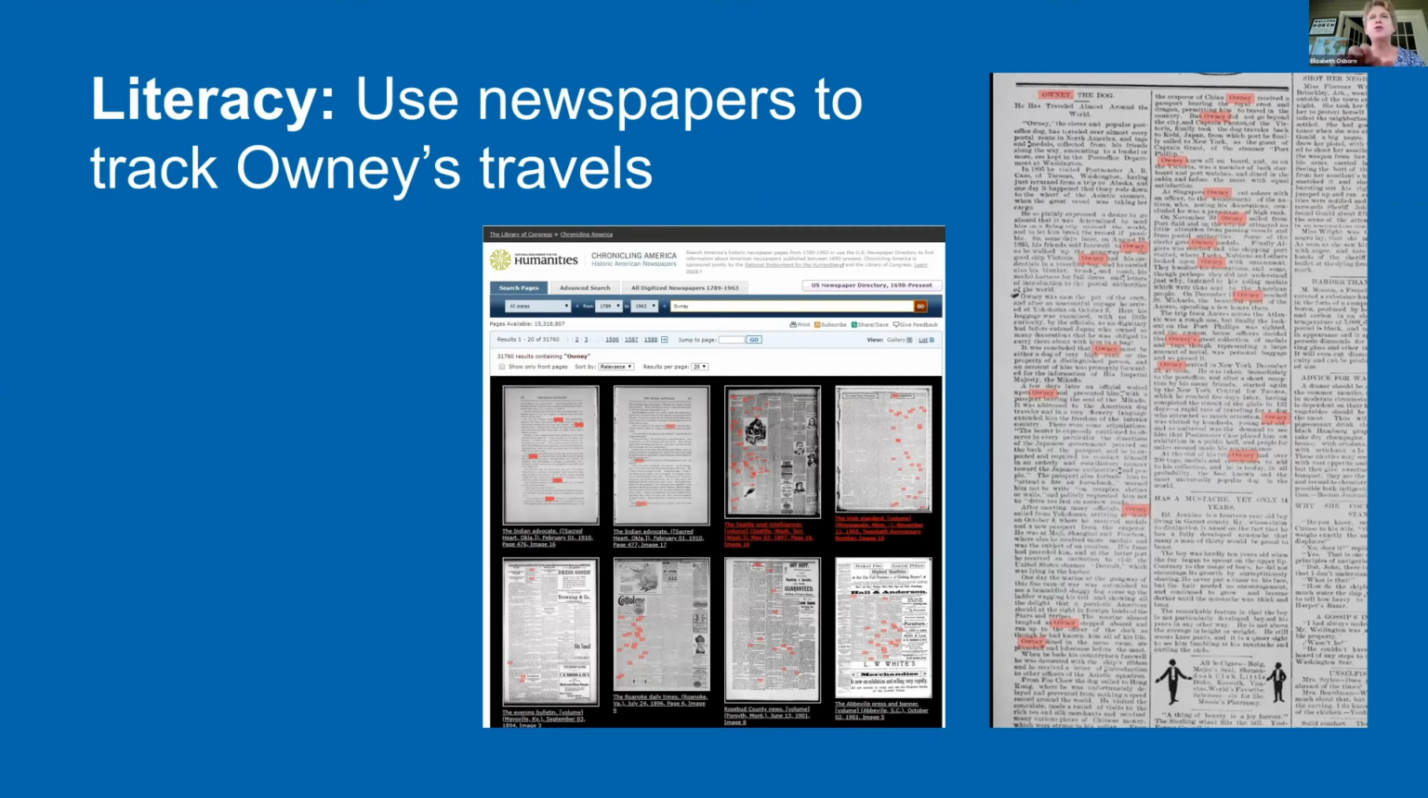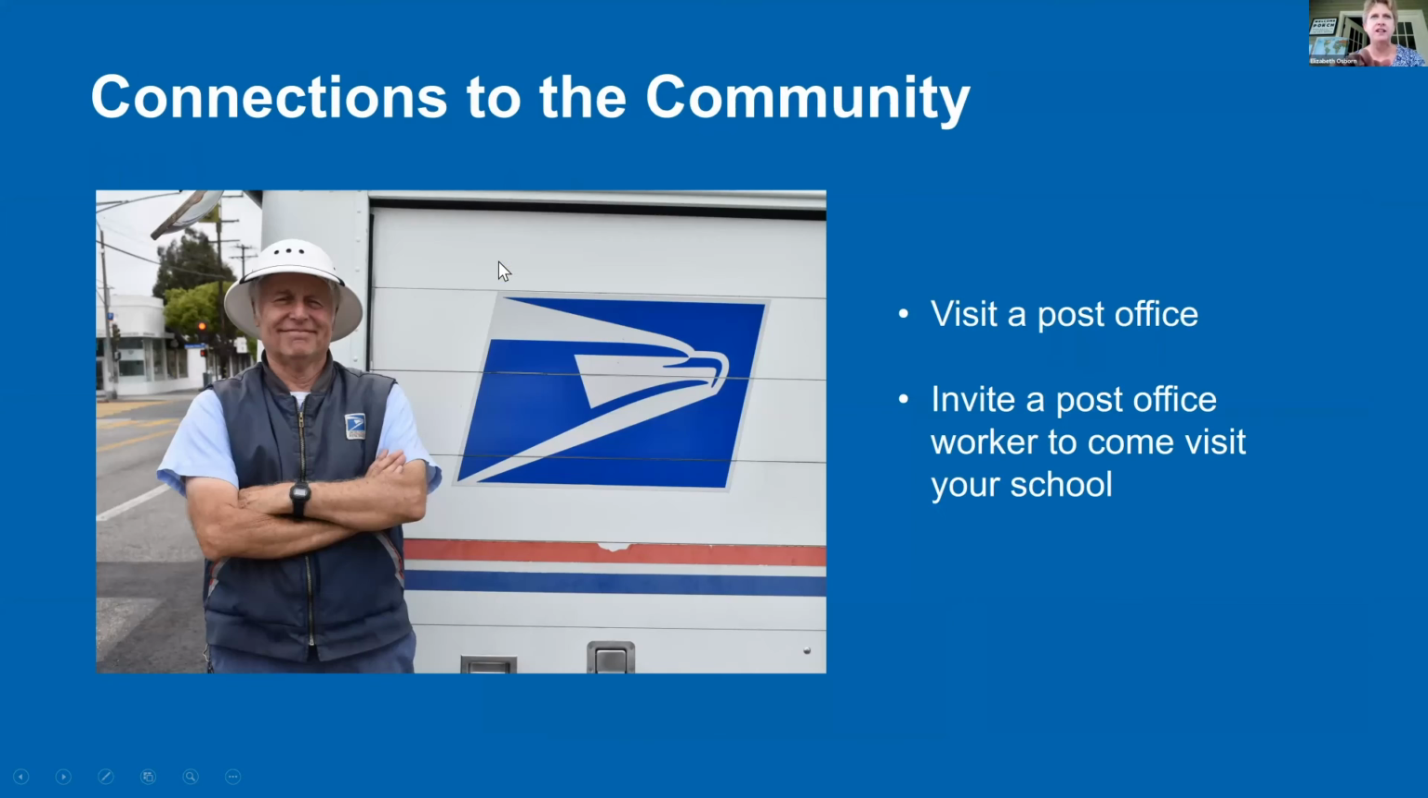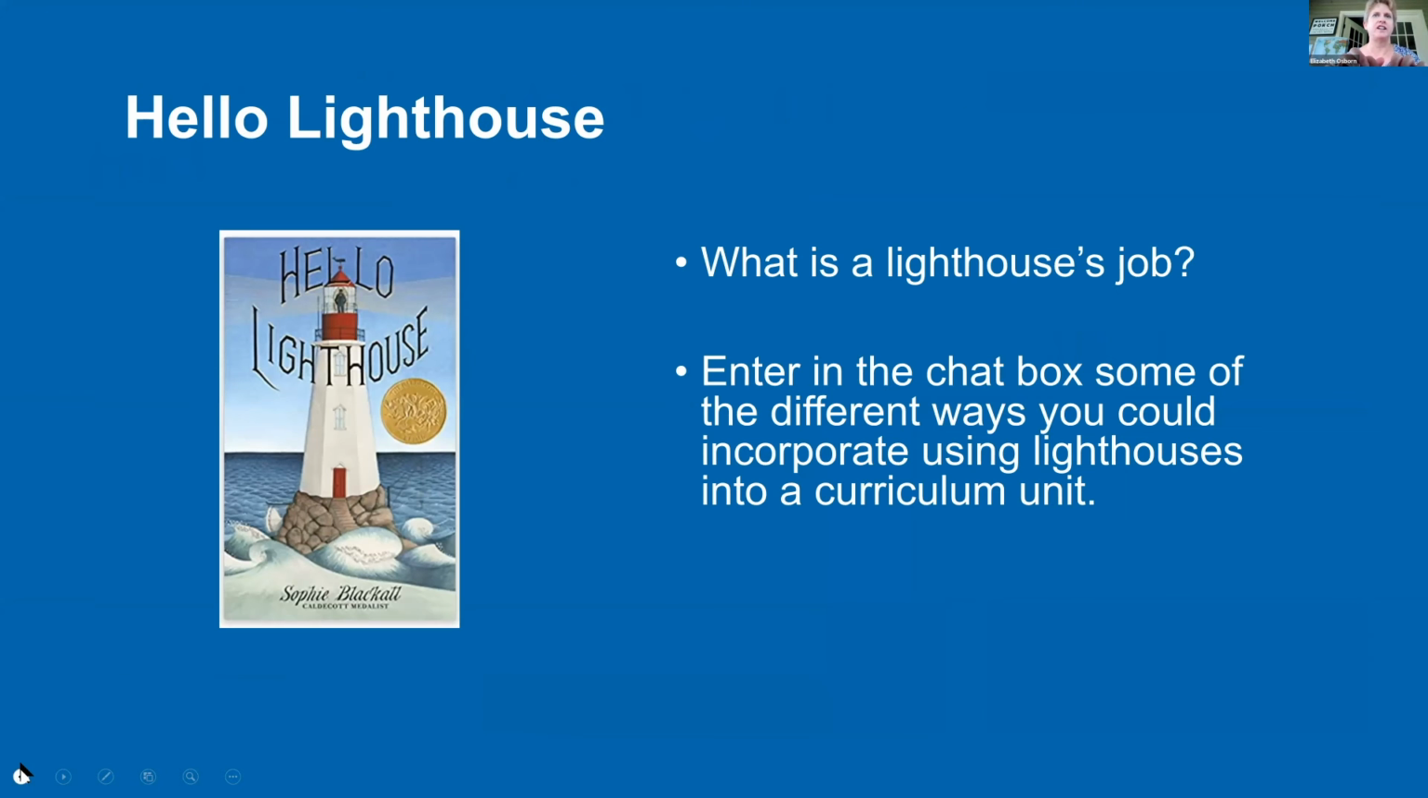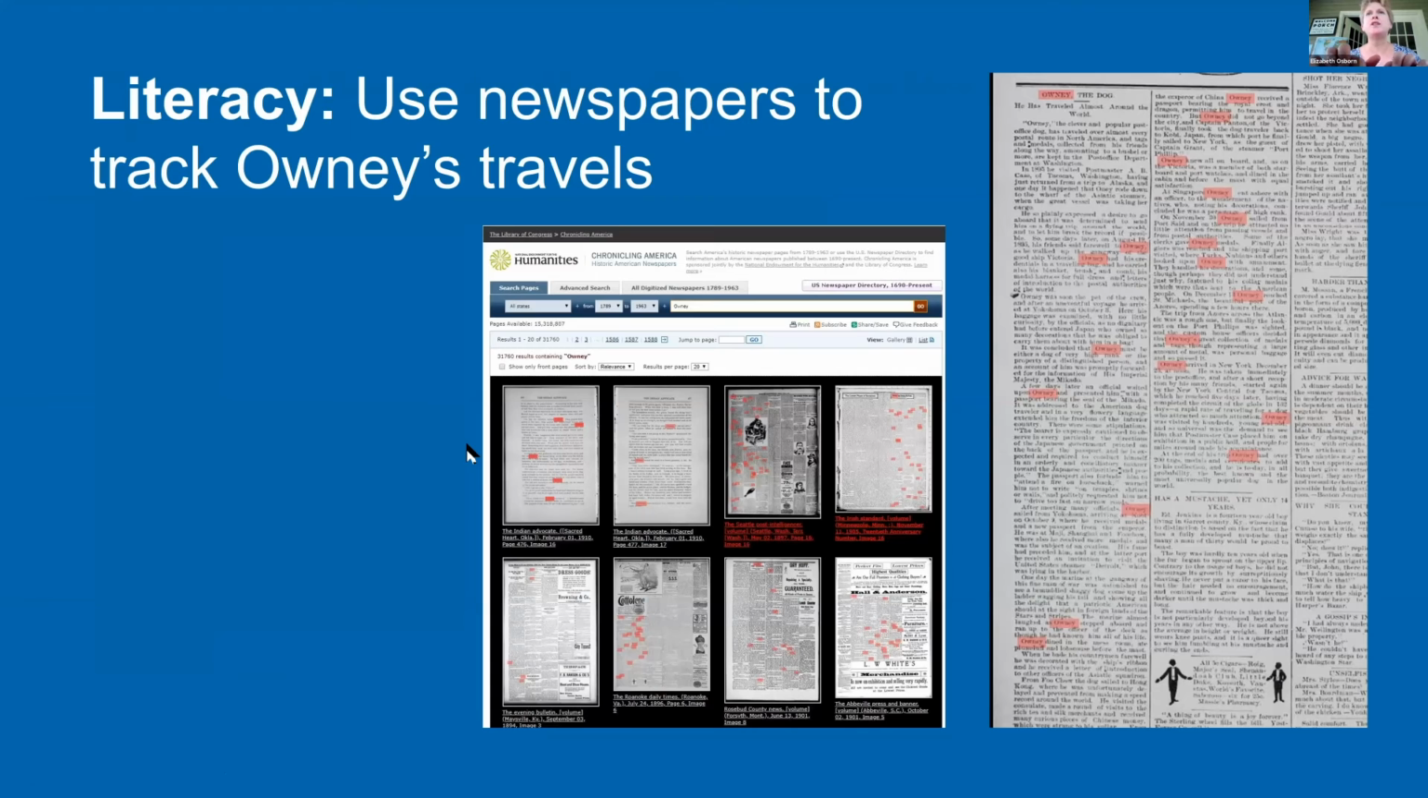And I just put, you can see really tiny right here, I put Owney in here. And then I put the date ranges that I knew from the book about Owney's life. And I found all of these newspaper articles that you see up here, and I don't think we can see how many. I don't know if we can see how many results I got here. So what did I get? 31,000 results whenever I put Owney in there and put those dates.